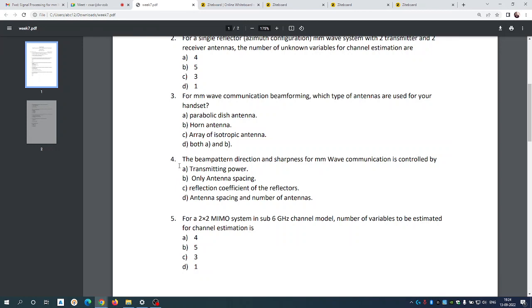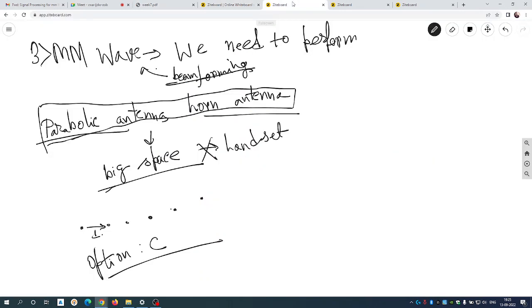So option D is antenna spacing and number of antennas. With antenna spacing, we can already pattern the beams, and with the increase of the number of antennas, we can increase the sharpness of the beams. So what is the right option for question number 4? The right answer is option D. So this is question 4, and the right option is option D.